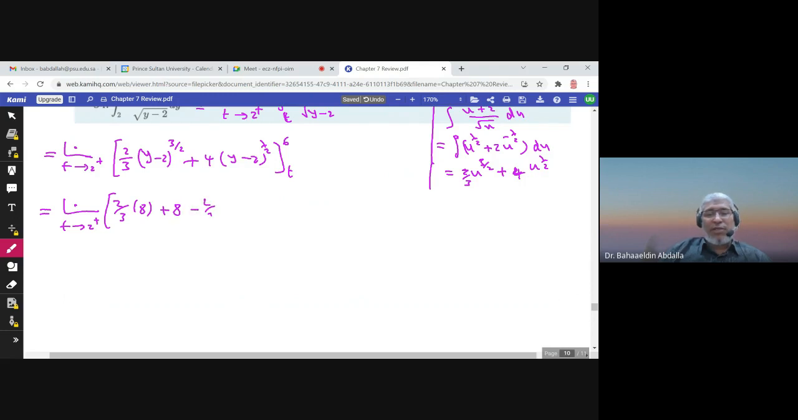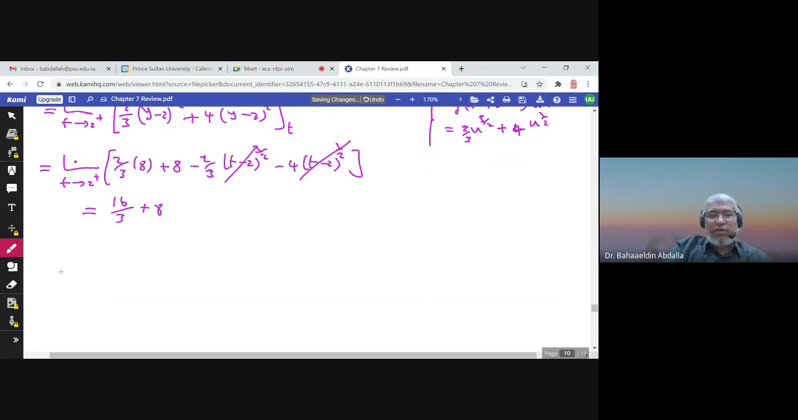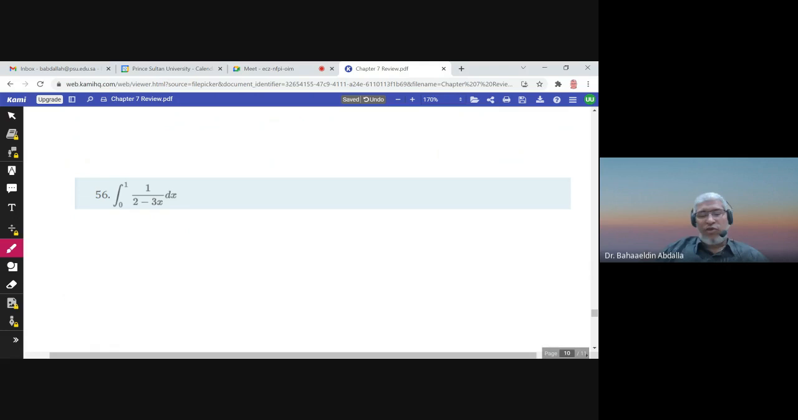Now replace y by t. And minus again. And now replace t by 2. When I replace t by 2, 2 minus 2 is 0, 2 minus 2 is 0, so these would be zeros. And the answer would be 16 over 3 plus 8. So that's the final answer. And it is again convergent.